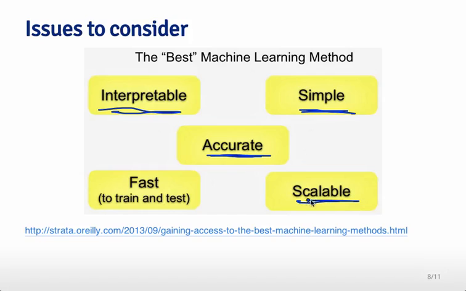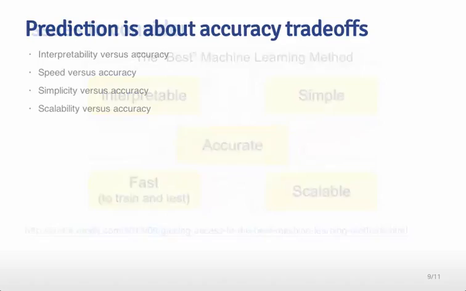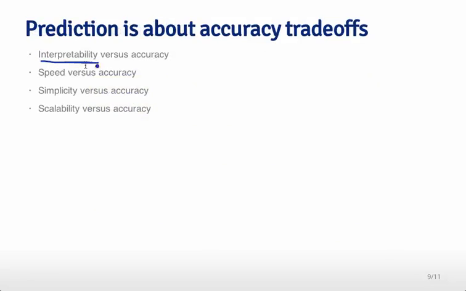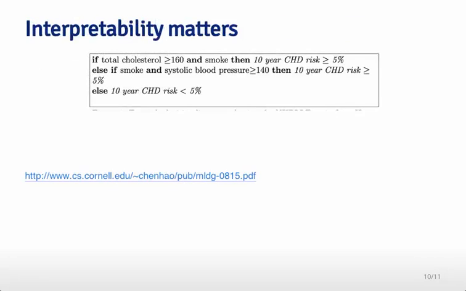You also want it to be scalable and fast. By fast I mean it's very easy to build the model and easy to test the model in small samples. Scalable means it's easy to apply to a large data set, whether that's because it's very fast, or because it's parallelizable across multiple samples, for example. So in general, prediction is about accuracy trade-offs. Sometimes you will trade off a lot of accuracy or a little bit of accuracy for interpretability. Sometimes you'll trade it off for speed, simplicity or scalability. But in general, what you're trying to do is find the right balance between those other features of the prediction algorithm that might be important to you and how accurate you need it to be.